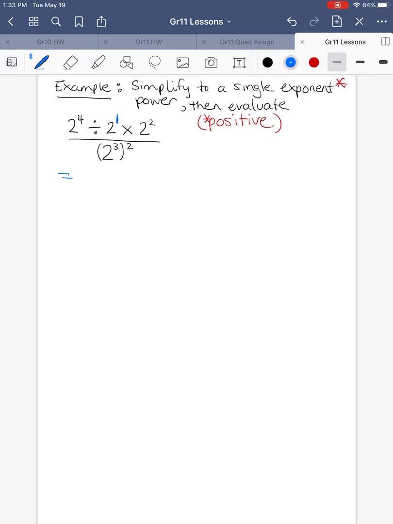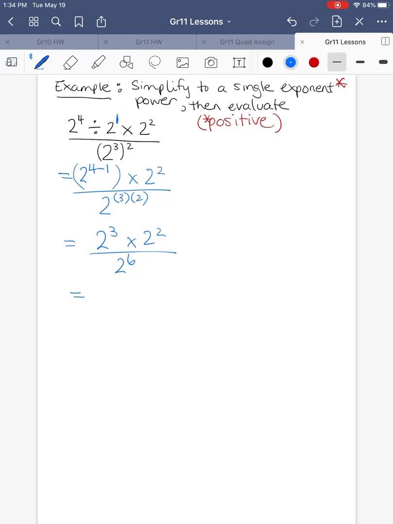And we're going to do our division. So we're going to work one step at a time. So we have 2 to the power of 4 and then minus 1. And then all that's going to be times 2 to the power of 2. Now on the bottom in the denominator position, because we have this power of power all by itself, we can actually work with that right now. So this is 2 to the power of 3 times 2. So our next line, we're going to end up with 2 to the power of 3, because 4 minus 1 is 3, times 2 to the power of 2. And all of that is going to be over 2 to the power of 6.